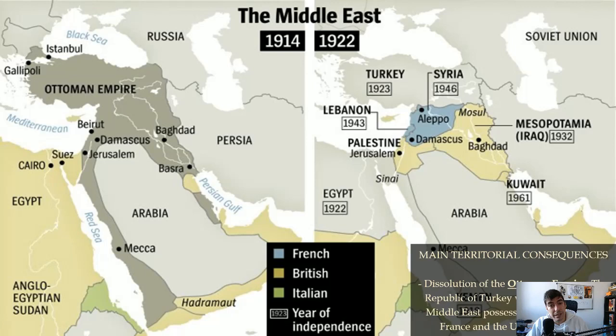Also, the Ottoman Empire came to an end, replaced by the Republic of Turkey, the modern Republic of Turkey, and these countries were not created, but they were mandates given by the Society of Nations, by the League of Nations, I mean, to the French and the British.